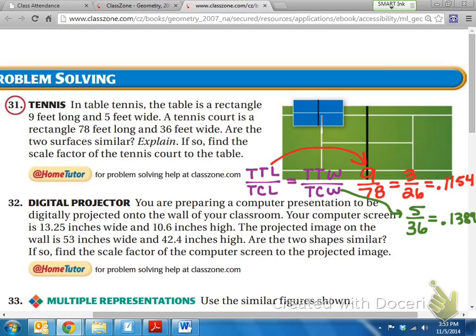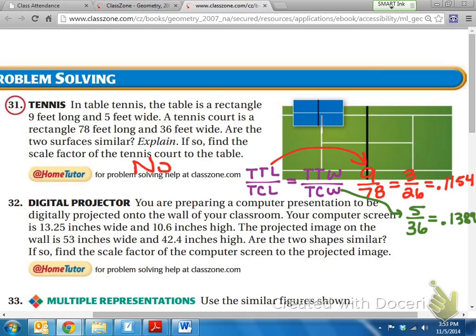So comparing those two decimals, they're not the same. So to answer the question, are the two surfaces similar? The answer is no, because the ratios don't match up. The two different ratios between the lengths and the widths of the surfaces don't match. So they are not similar surfaces.